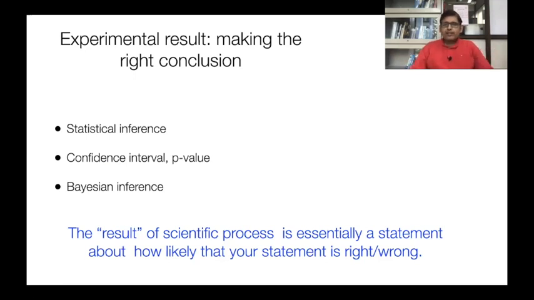The bottom line is, after all this analysis, the result of a scientific process is essentially a statement about how likely your hypothesis is to be right or wrong, right? This is the bottom line of science. At the end of all this prediction, hypothesis, and experiments, you will make a statement which would say that the probability that the hypothesis is right is 95%, or the probability that the hypothesis is right is 98%. That is the statement that you can make.